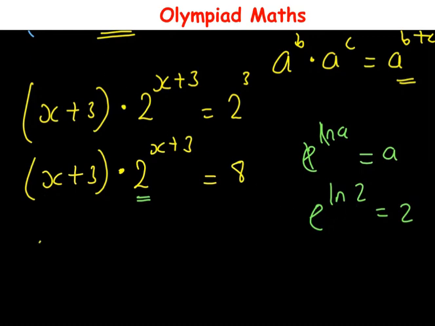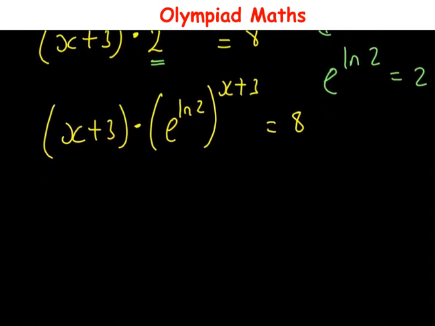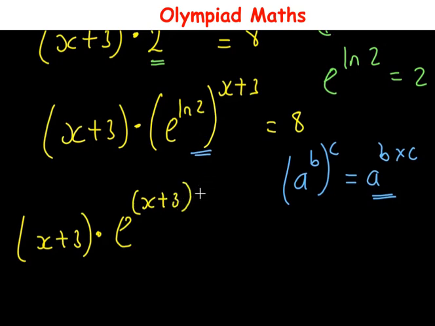So this then becomes, in brackets, x plus 3 multiplied by e raised to power ln 2, then the power of x plus 3, all is equal to 8. Now we apply the rule that if you have a raised to power b, raised to power c, this equals a raised to power b times c. Applying this rule, we have, in brackets, x plus 3, multiplied by e raised to power x plus 3 multiplied by ln 2, all is equal to 8.